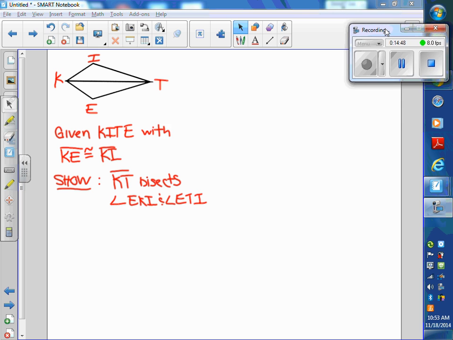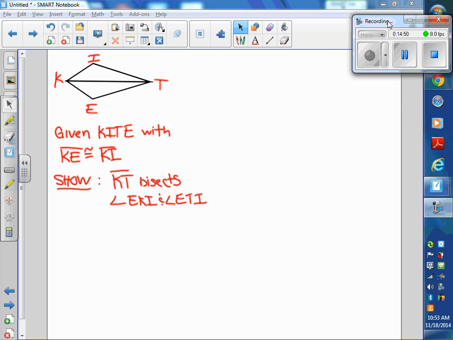Okay, so on this one, we're looking at this kite. Like I said, the reason they tell you that KE is congruent to KI is, in case they didn't draw a picture, you would draw the proper picture. But since it's a kite, you also know these are congruent, and you also have the same segment. So we're going to do side, side, side.